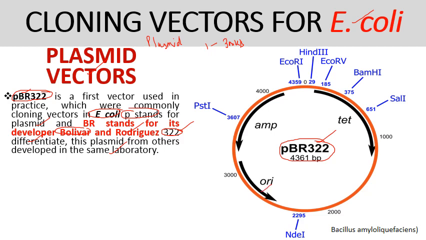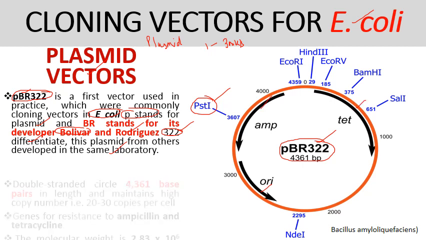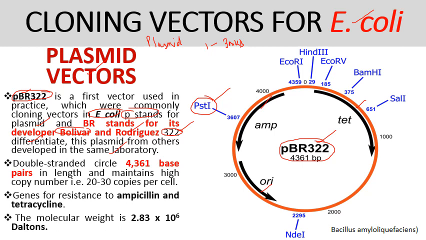It contains ORI, that is the origin of replication, then it contains various restriction sites for different enzymes, and it contains genes for antibiotic resistance. So basically this plasmid is a double-stranded circle which contains 4361 base pairs. So this many base pairs are present in it, and it maintains a high copy number, that is, 20 to 30 copies can be present inside a single cell. So it maintains a high copy number, and it contains genes for resistance to ampicillin and tetracycline.